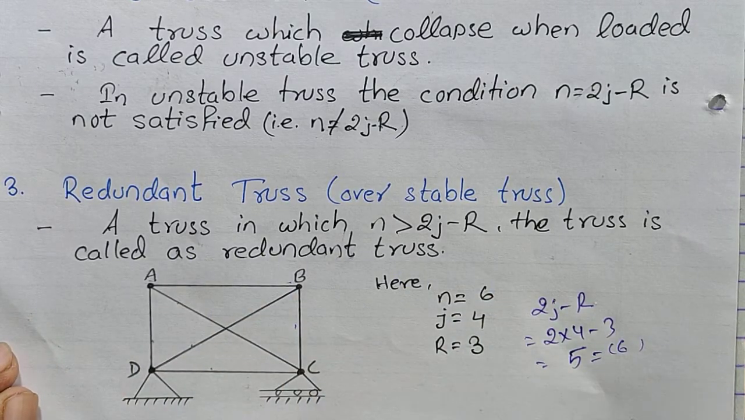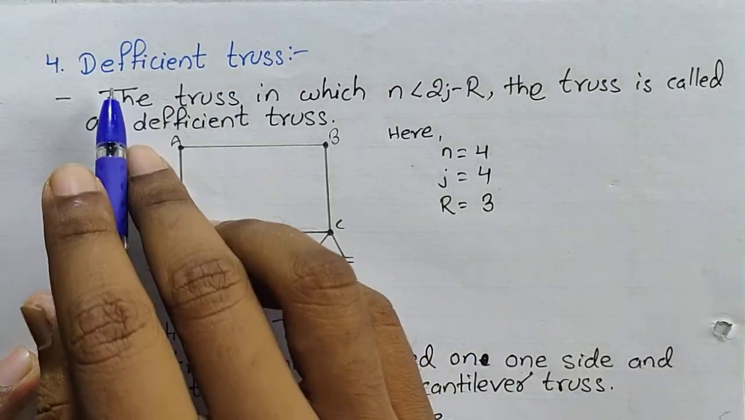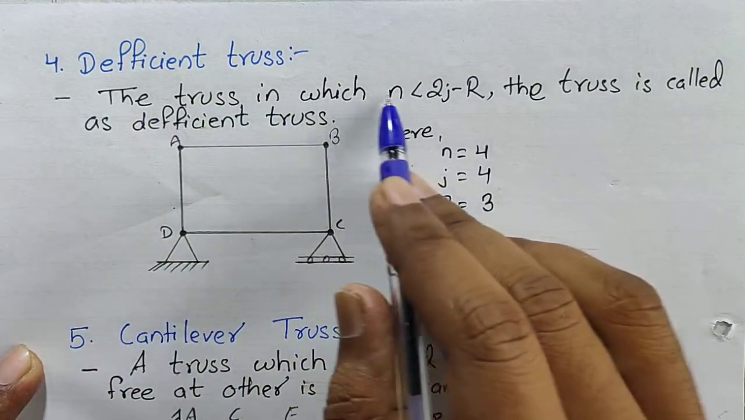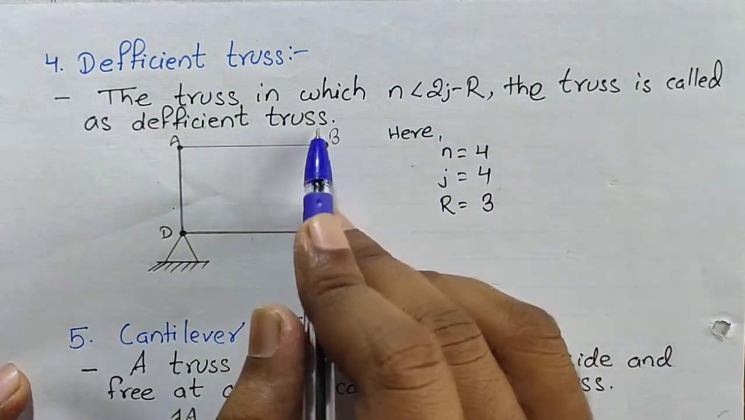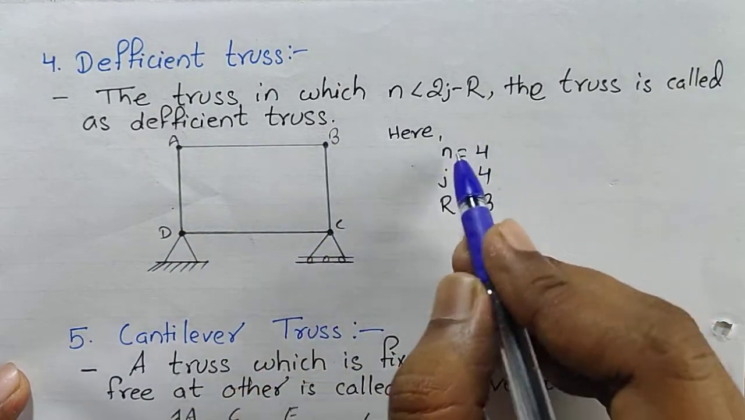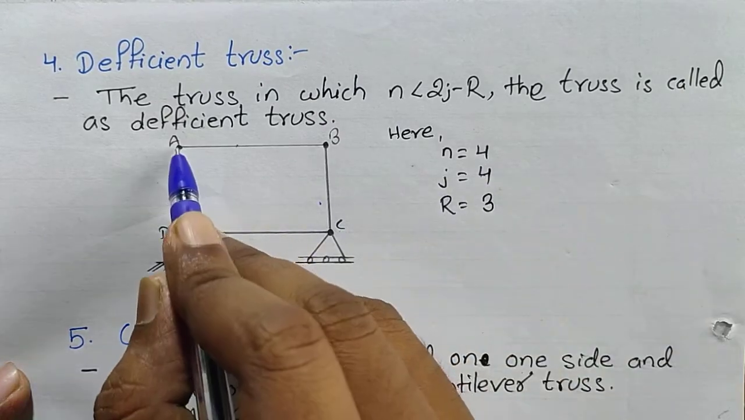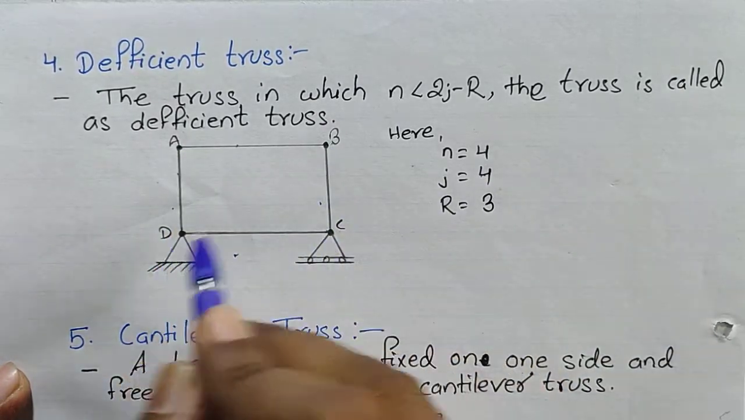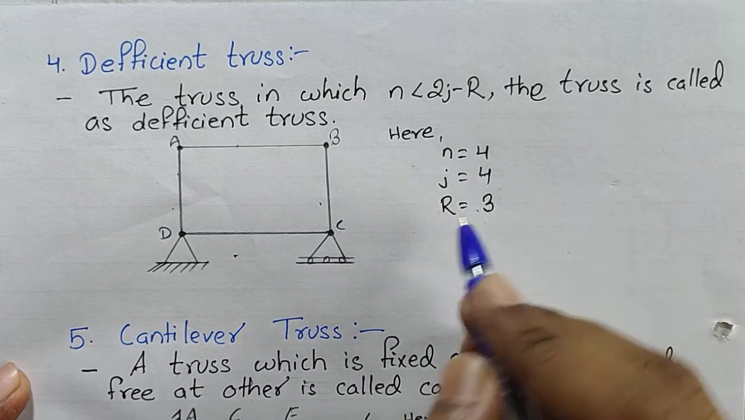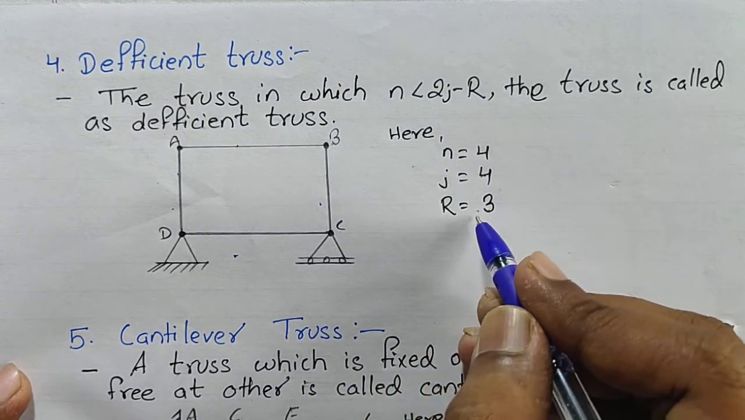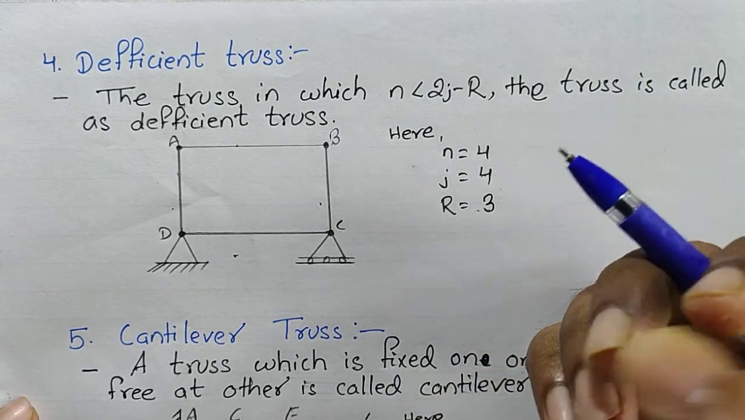Now let's move toward the fourth type of truss. The fourth type is the deficient truss: the truss in which n is less than 2j minus r is called a deficient truss. Here we have n, the number of members, as 4, and the number of joints j is equal to 4, A, B, C, D are joints, which is also equal to 4, and r means the number of reaction components. The number of reaction components is always 3, which are summation H is equal to 0, summation V is equal to 0, and summation M is equal to 0.